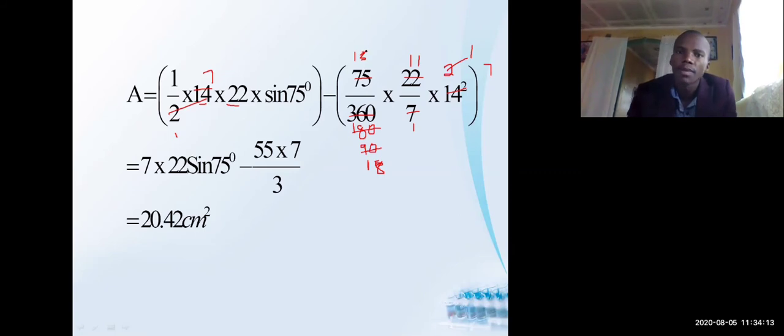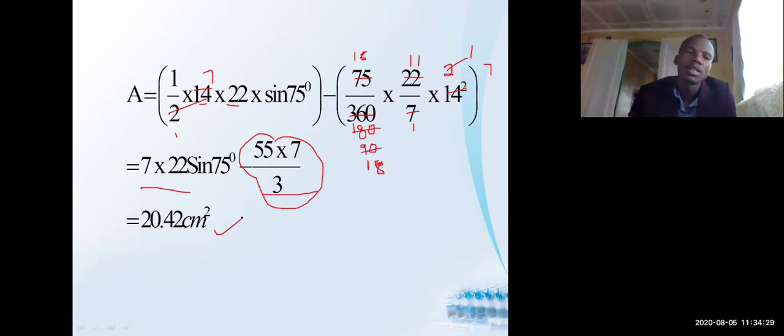Then from there, if you simplified it, you'll get this one. If you simplified it all, you'll be able to get that. Then if you also use your calculator, this one minus that, you'll be able to get 20.42 square centimeters. So that is how you should be able to do that.